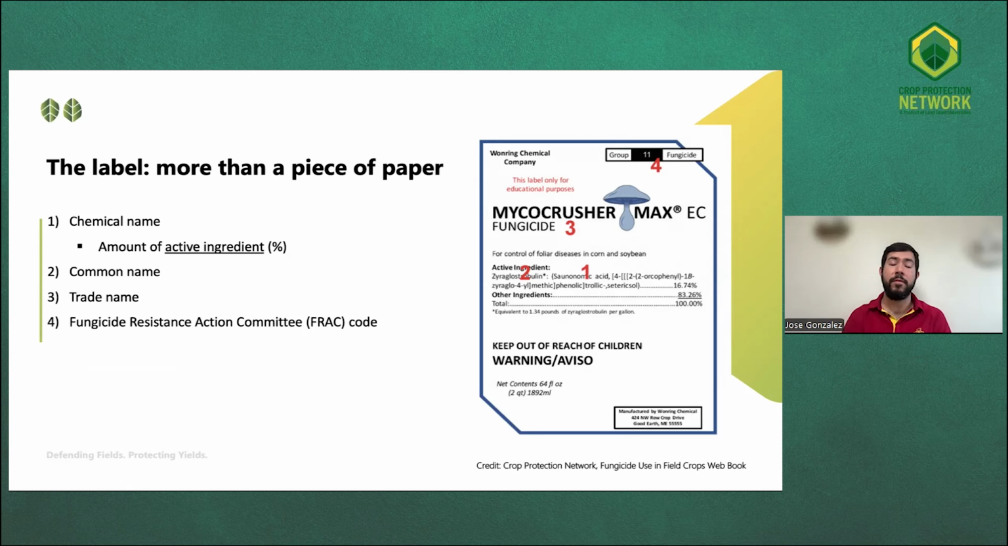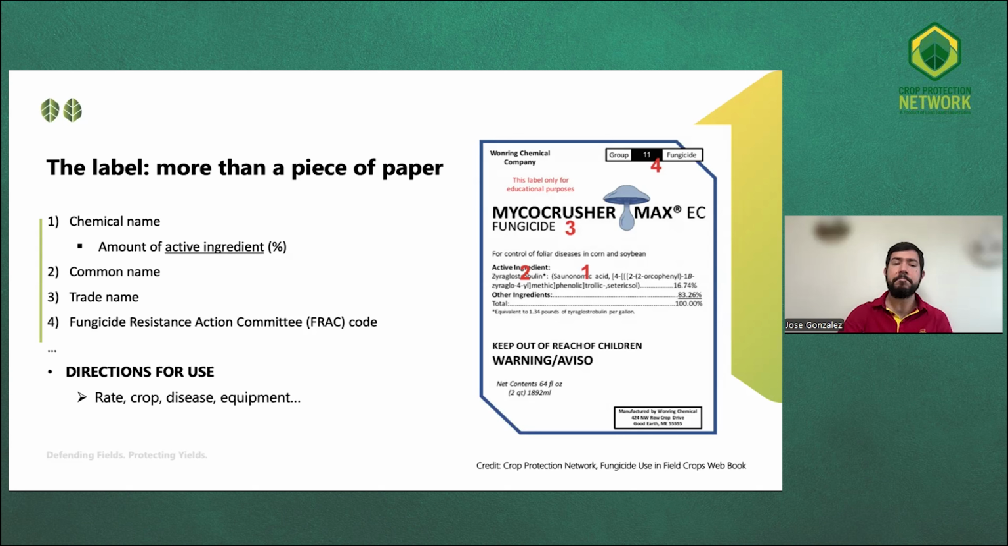And then for the number 4, we see a very important number, which is the Fungicide Resistance Action Committee code, or FRAC code for short, which is a way that we have to organize fungicides according to their mode of action. So it's very important to know which type of fungicide we are using to promote adequate use and fungicide stewardship.